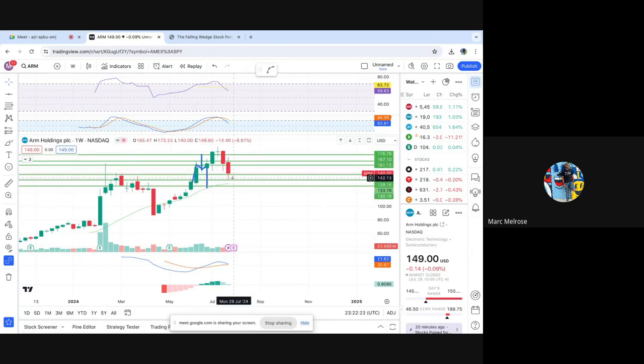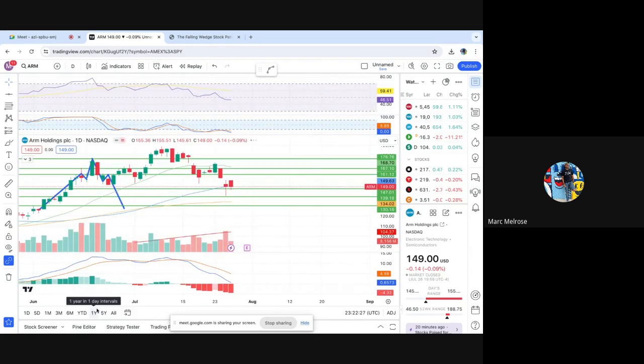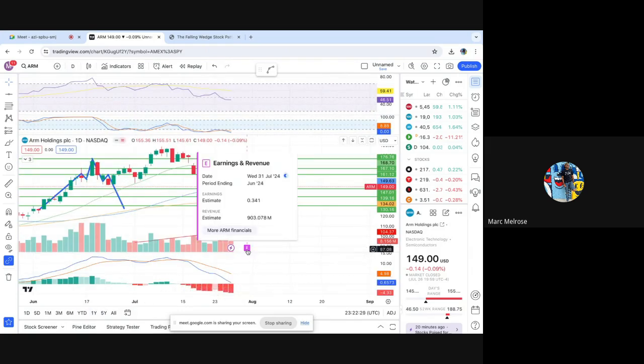This one also has earnings, so just be a little bit careful. I won't go over the earnings spiel again, but it has earnings on Wednesday after market. So if you're not trying to play earnings, make sure to be out of your trades by Wednesday before the market closes.